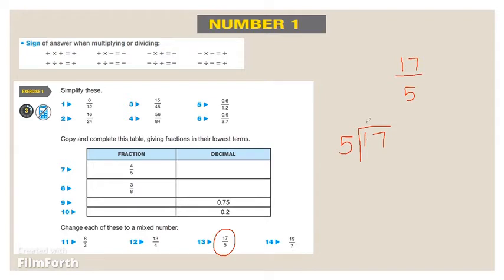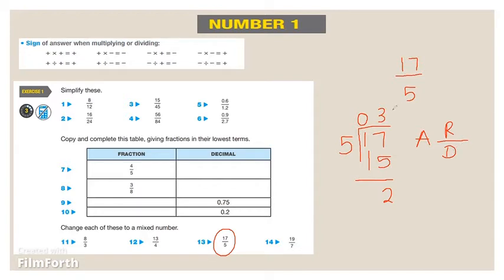Inside 1, I do not have any 5s, therefore I include 0. Inside 17, we'll count 5, 10, 15, it's 3. Then 5 times 3, it's 15. So 17 minus 15, it's 2. Now remember, when we write as a mixed number, how do we write it? You have to write the answer, then the remainder, then the denominator. So that's the order we write, okay? A stands for answer, R stands for remainder, and D stands for denominator.